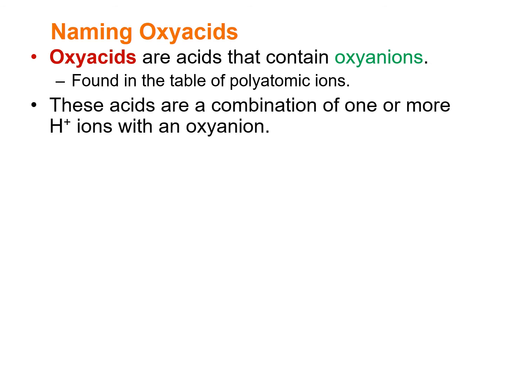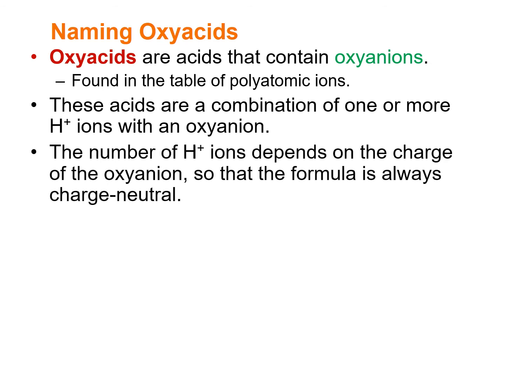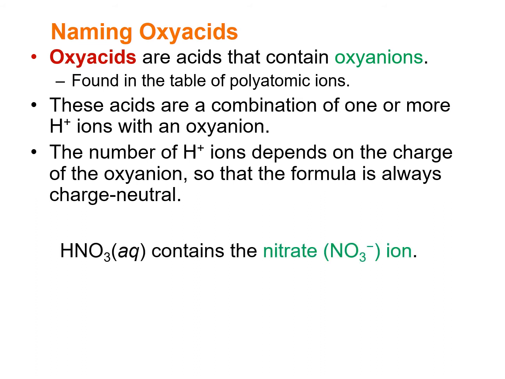So these oxyacids are going to be a combination of one or more hydrogen ions with that oxyanion. And of course, the number of hydrogen ions is going to depend upon the charge of the oxyanion, because our formula has to be neutral. So if we have an oxyanion that has a -2 charge, then we're going to have two hydrogens, each with its +1 charge, to offset the -2 charge of our oxyanion. For example, here we have hydrogen and nitrate. HNO3 contains the nitrate ion. Nitrate has a -1, so we're just going to have one hydrogen in this formula.